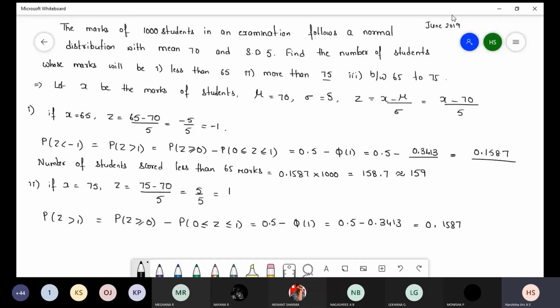So we get 0.1587, the same answer. Here also, the number of students who scored more than 75 marks is equal to 0.1587 into 1000. So 158.7. Approximately we can write 159.